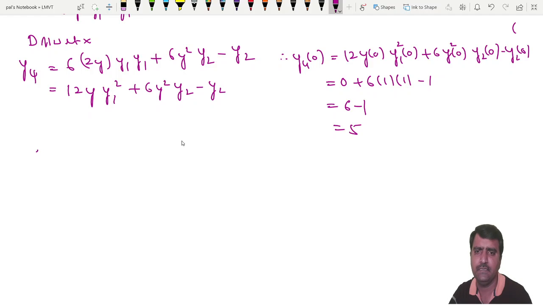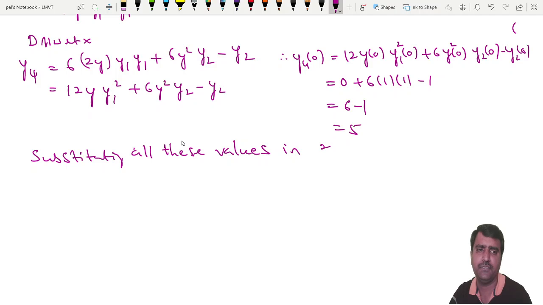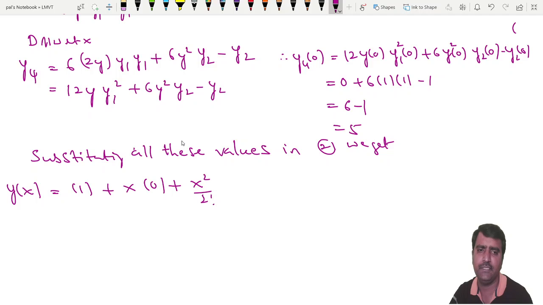Substituting all these values in the expression 2, we get that y of x is equal to, y of 0 value is 1, plus x into y1 of 0 which is 0, plus x square by 2 factorial into y2 of 0 that is 1, plus y3 value is 0, plus x to the power 4 by 4 factorial into y4 of 0 which is 5, plus the series continuing like this.